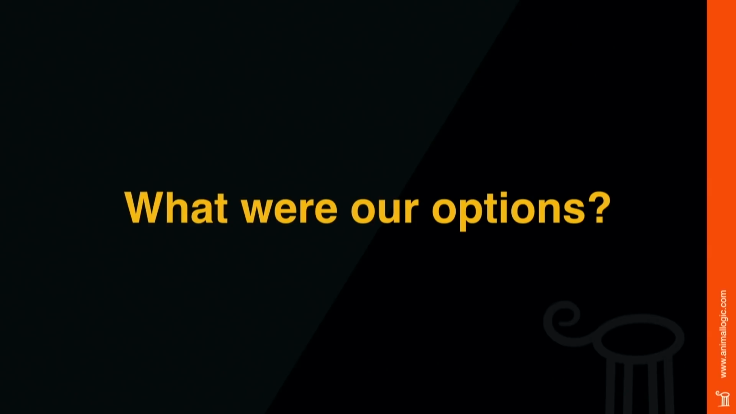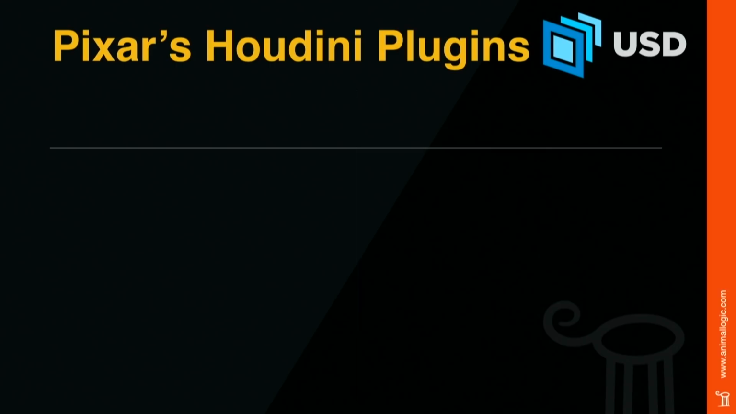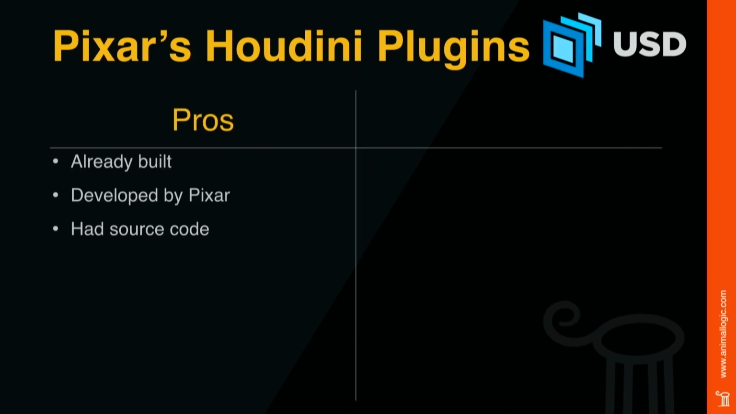So I think it's important to go over what our options were because it really helped drive why we made the decisions that we did. The first one is, for anyone who doesn't know, Pixar's Houdini plugins. As part of USD and the open source GitHub page, the guys at Pixar actually wrote a few plugins for Houdini specifically. The great thing about it was that it was already built. It was developed by Pixar, which obviously meant it had a very tight coupling with USD, required us not to have to touch it too much, and also the source code was available for us to dive in there and see what was going on and how they did it.